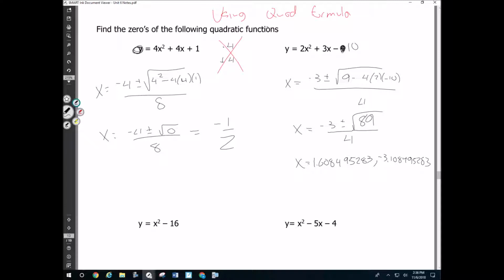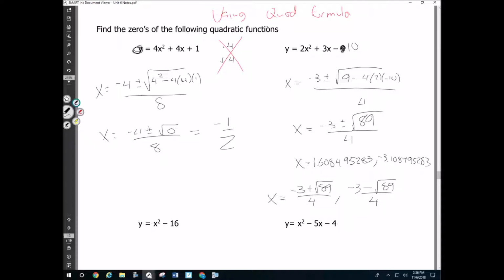However, I don't want to write decimals out like that. So what I'm going to do is actually just write it out as negative 3 plus root 89 over 4 and negative 3 minus root 89 over 4. Those, my friends, are the solutions. I guarantee you, I'll show you.